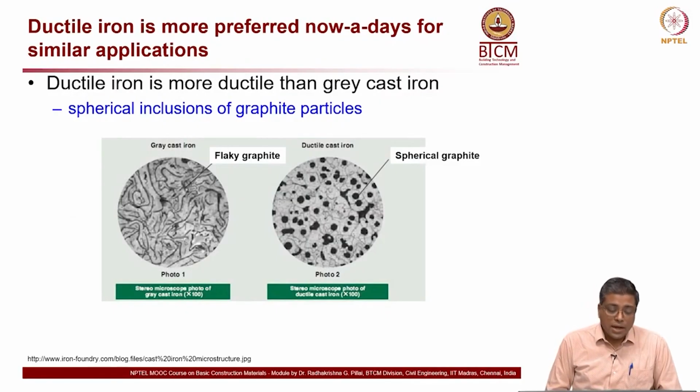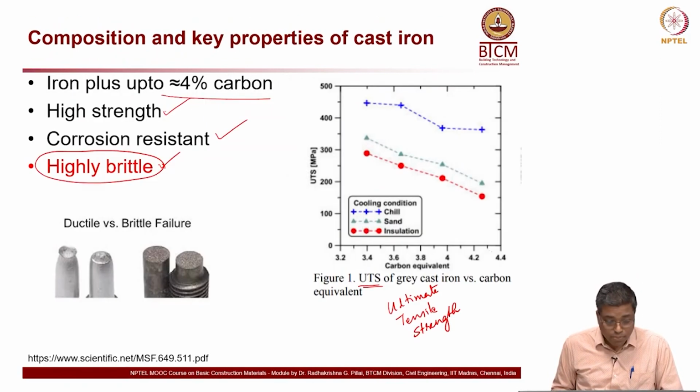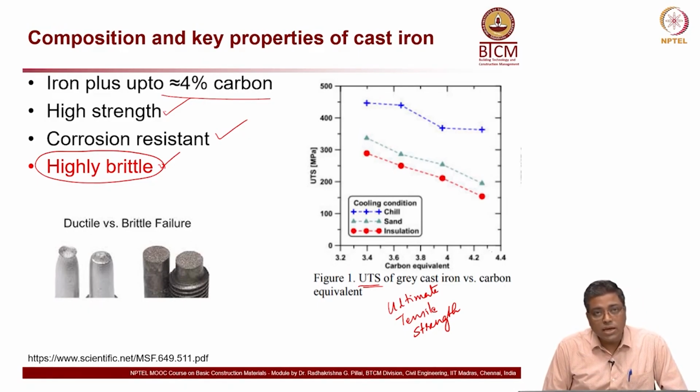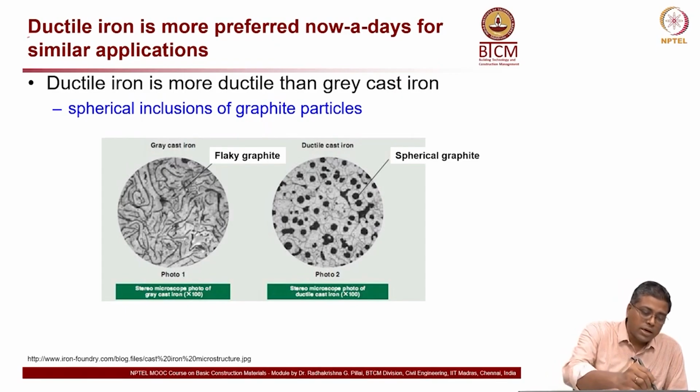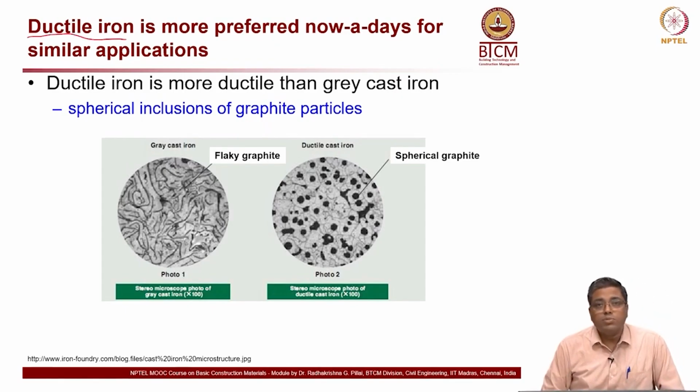Now, there is another property. In cast iron, we talked about brittleness being a very big problem, or an unfavorable property. So, engineers worked on how to increase the ductility, or rather decrease the brittleness. They came up with a new product called ductile iron. Okay, ductile iron. It is more ductile, or less brittle, than gray cast iron.